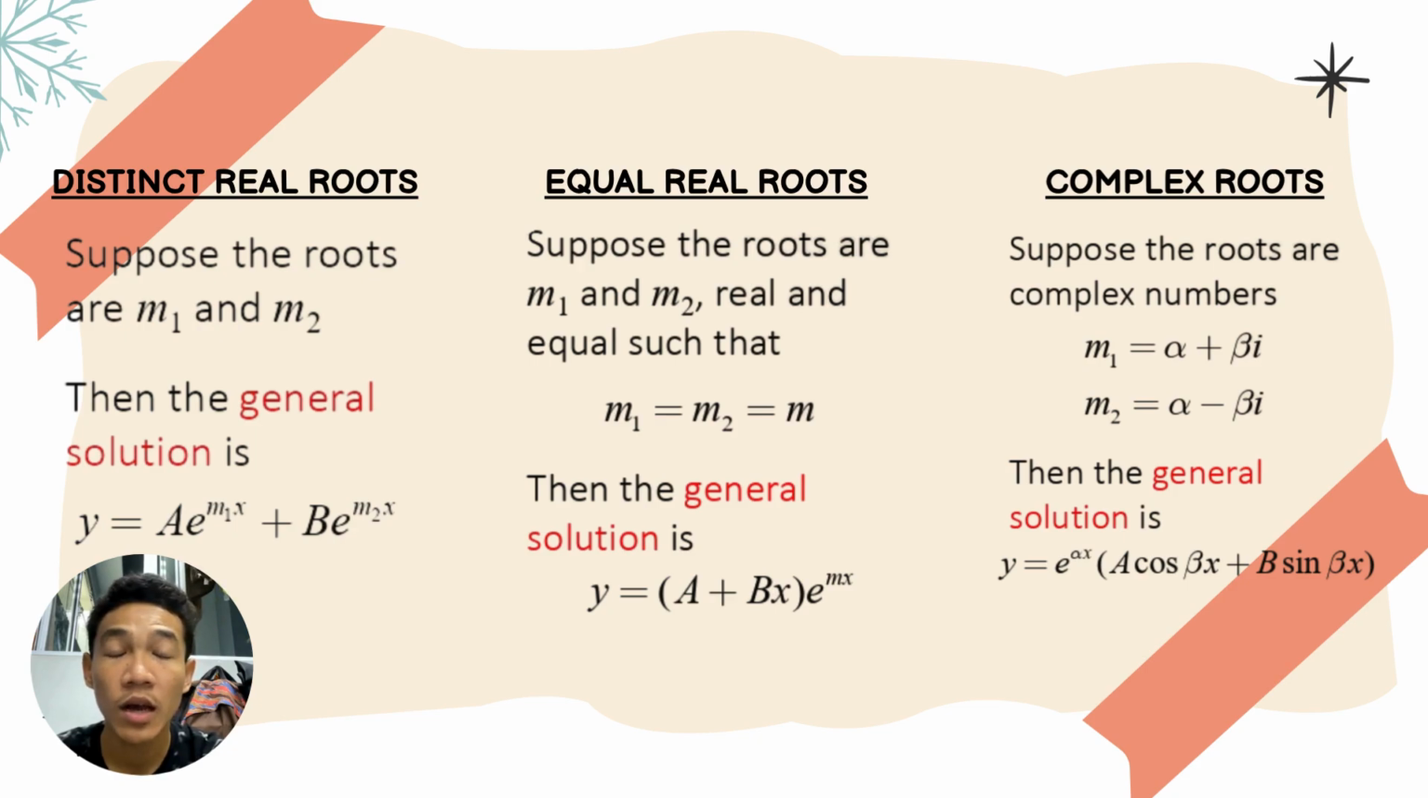In summary, the form of the general solution depends on the nature of the roots: distinct real roots, equal real roots, or complex roots. For the next slide, I will pass to the next presenter.